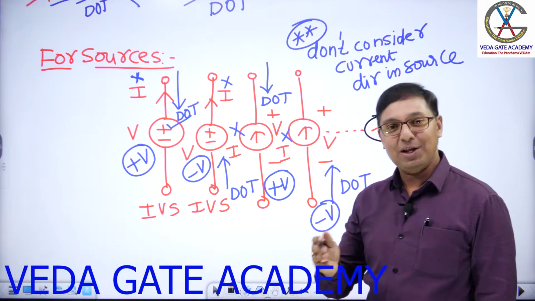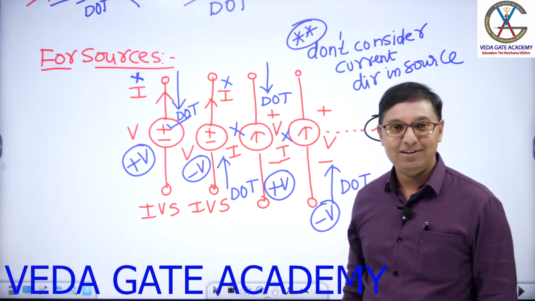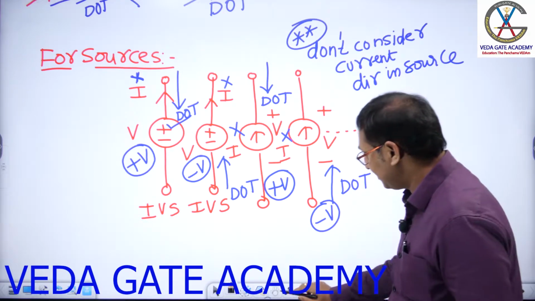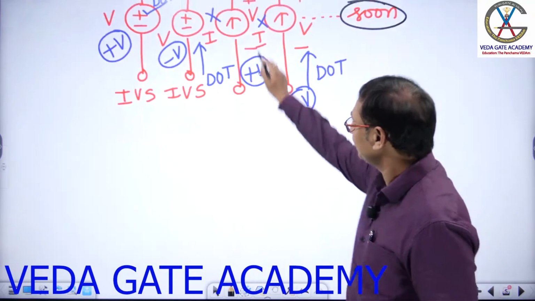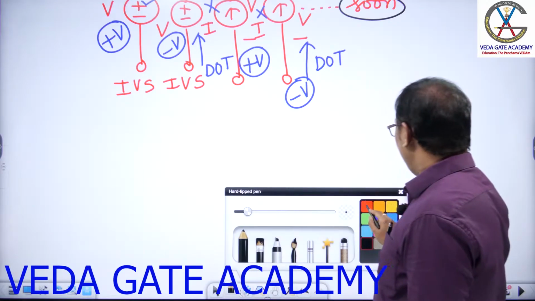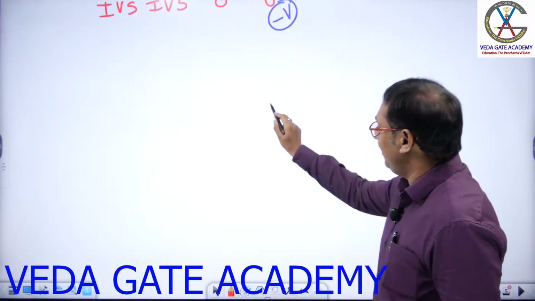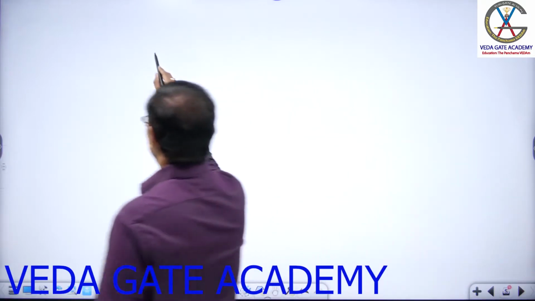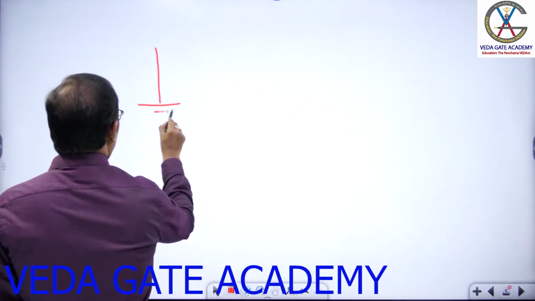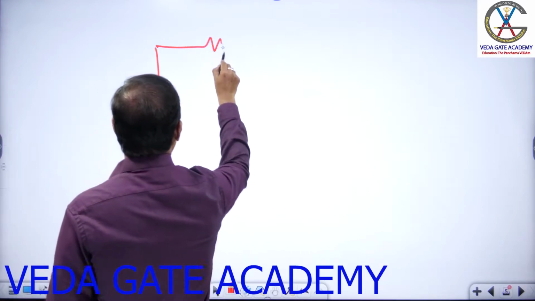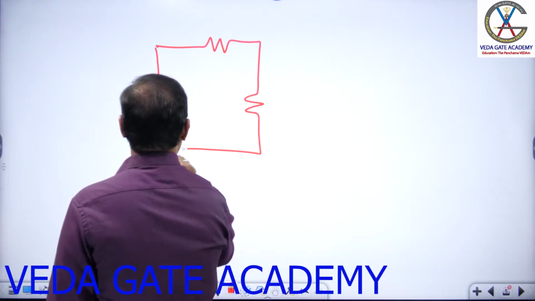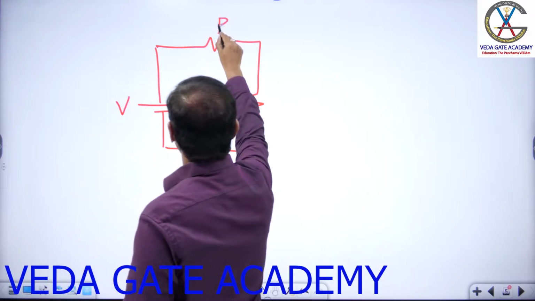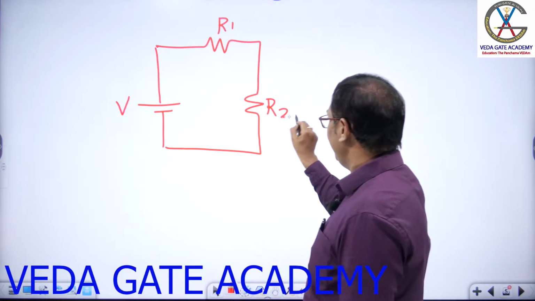Now shall we go with one circuit and write the KVL equation? Let us take one closed path and write the KVL equation by looking into the sign convention we have derived. I am taking a simple circuit: single mesh, voltage source V, R1 and R2.